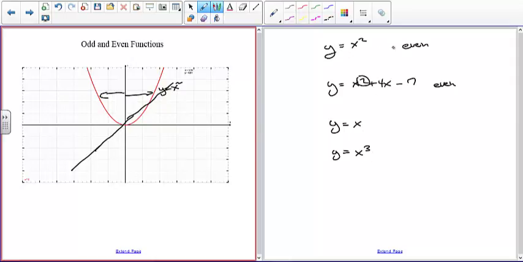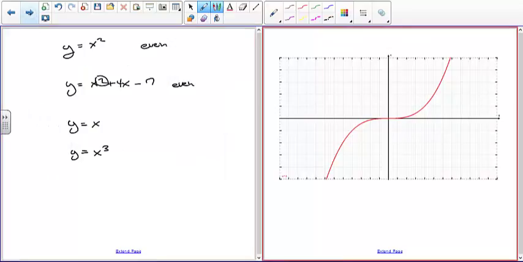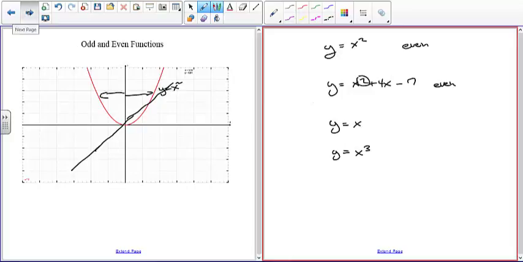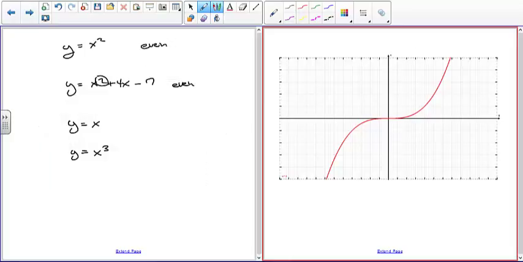This is y-axis symmetry. A third order polynomial would have symmetry around a point. It's not necessarily the origin here, but at some point you have symmetry around it, so that not only does it go over here, but it flips down there as well. So this is an example of an odd function.